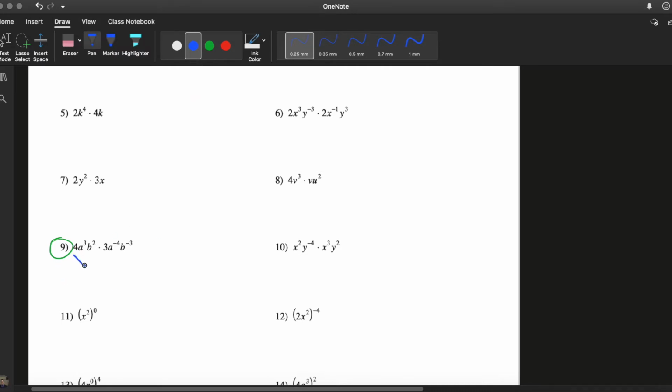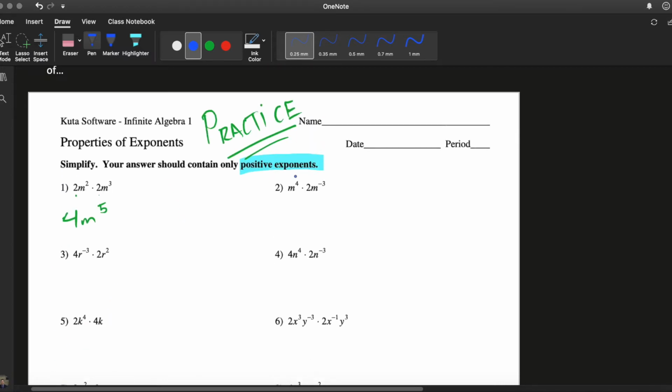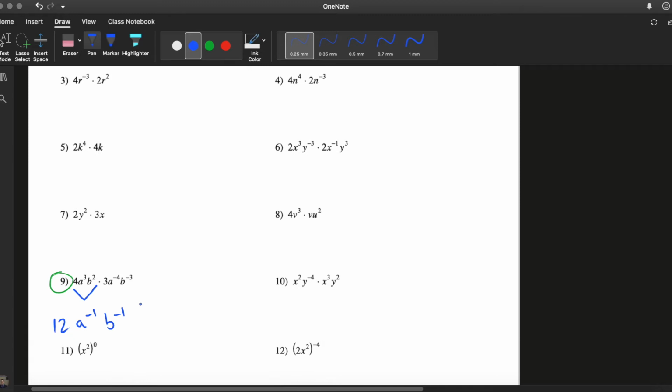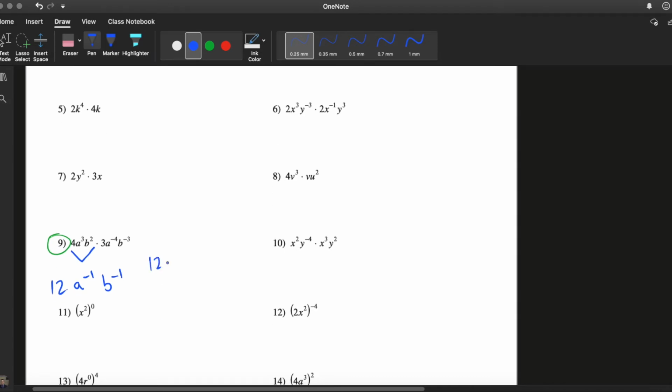You follow the same principles. You multiply the exponents, so 4 times 3 gives you 12. And then you go ahead and add each variable's exponents individually. So a to the 3rd power and a to the negative 4 gives me a to the negative 1. And b to the 2nd power and b to the negative 3 gives me b to the negative 1. Now the problem with this is that, again, they asked for only positive exponents. So what you would have to do is convert this into 12 times 1 over a times 1 over b, which simplifies to 12 over ab, which is what you should have on your answer key, right?